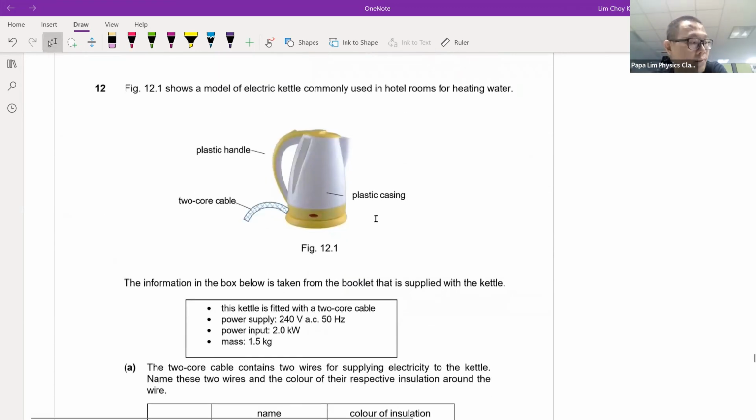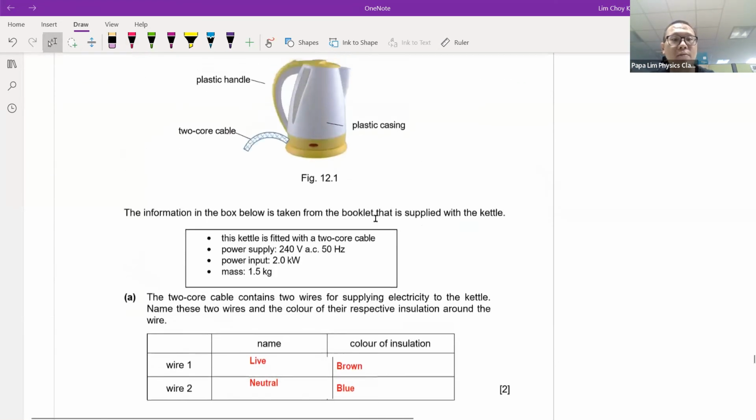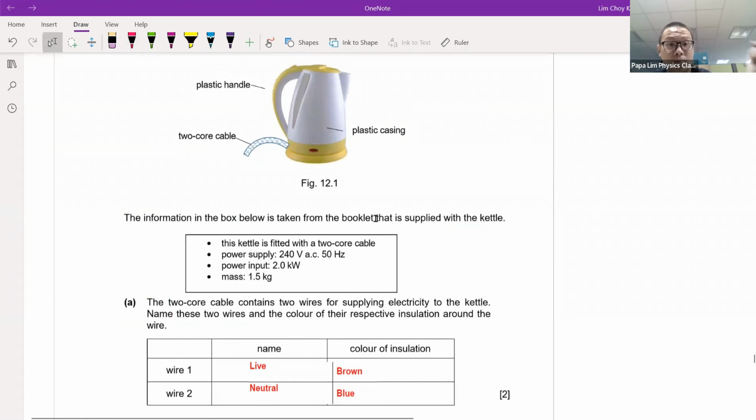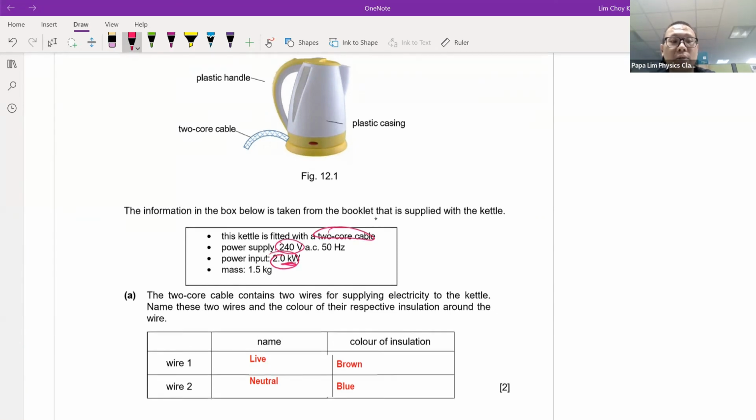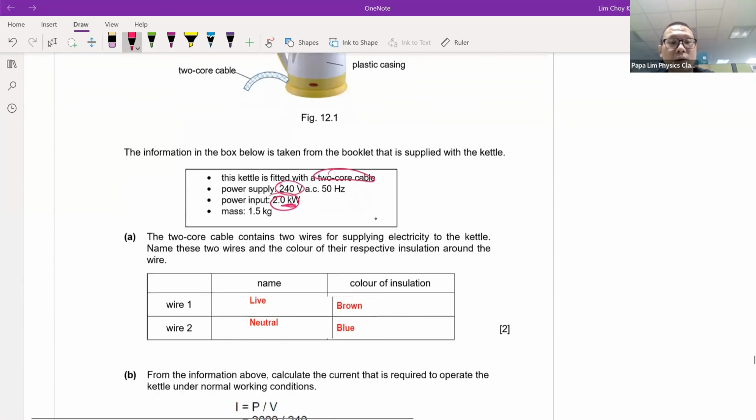Question 12 here is on electricity, particularly practical electricity. Two core cable, which basically means there are two cables inside. The potential difference is 240 V and the power is 2 kilowatts. Same thing, wire 1 and wire 2, I will not do too much.